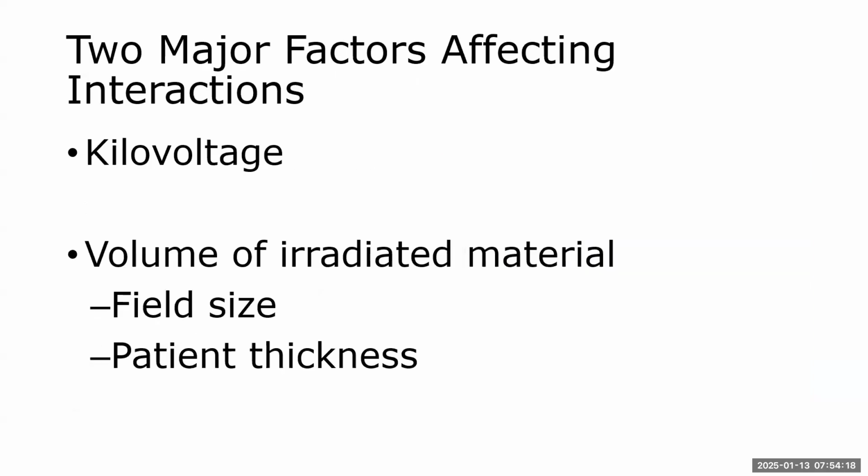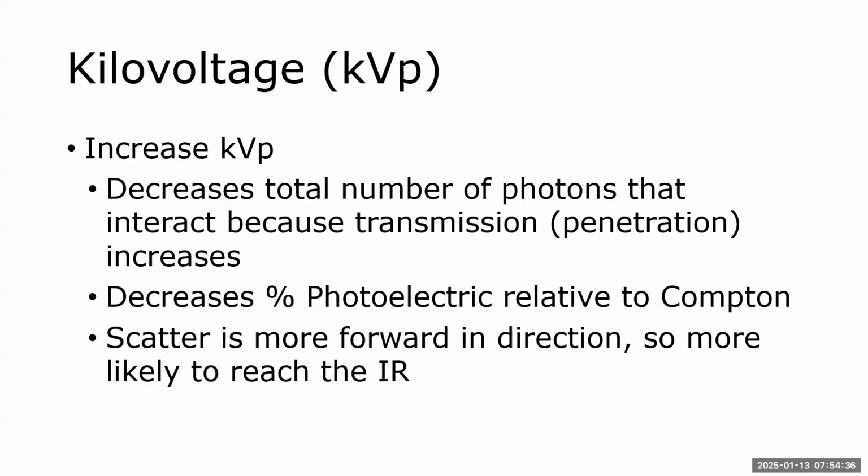Now, the two major factors that affect the interactions are kV, kilovoltage, and the volume of irradiated material. So volume meaning the field size, how much of the body is being exposed, and the patient's thickness. Okay, so those are going to affect the interaction.